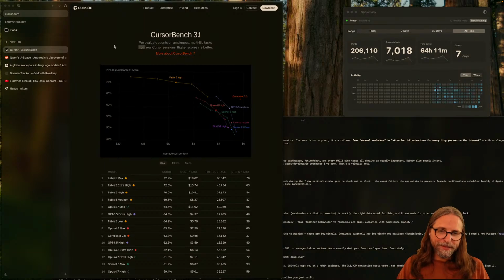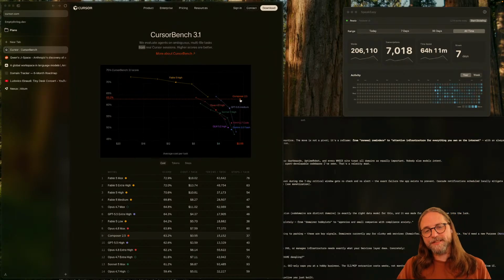And GLM 5.2 and Kimi K are approaching, but they're just not there, are they? They're not even close. Looking at this, like Sonnet, I tried Sonnet 5, not great. Composer 2.5 I haven't actually used. Composer 1 was wicked because it was fast, but it was only good for simple tasks, right?